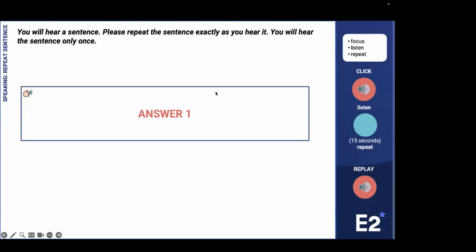Now, here we go. What we're going to do is you'll hear a sentence, repeat the sentence exactly as you hear it, and you'll hear the sentence only once. So the method is to focus, listen, and repeat. So understand what was said and then repeat it. You can close your eyes if you need to.